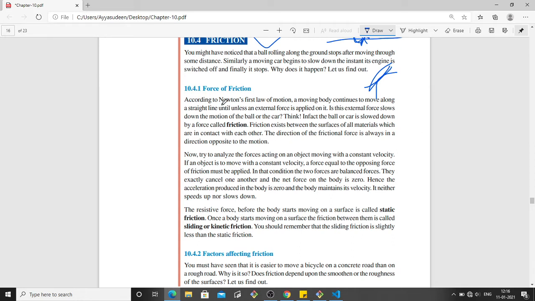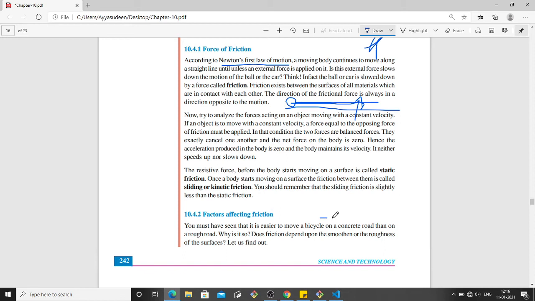According to Newton's first law of motion, a moving body continues to move along a straight line unless there is an external force applied on it. So if there is a floor that has friction, it gives some force, and the body will automatically stop after some moving.